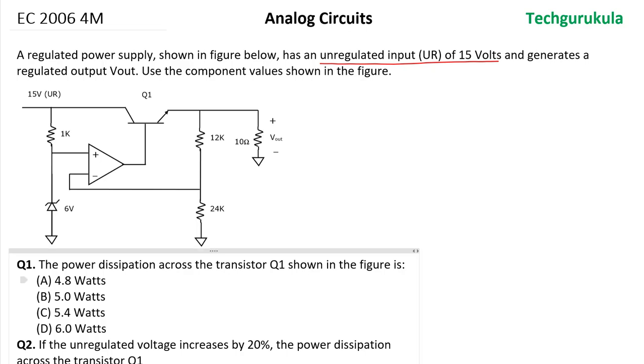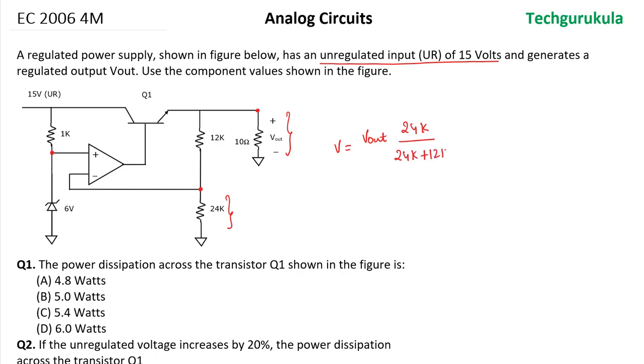Now, the first question, the power dissipation across the transistor Q1 shown in the figure is. So, in order to find that, first we need to find what is Vout here. We know if this is Vout, the voltage at this node should be equal to the voltage at this node, because the feedback loop with the op-amp will make sure the voltages at both the inputs will be equal. Hence, the voltage across the 24 kilo ohms will be equal to Vout times 24 kilo ohms divided by 24 kilo ohms plus 12 kilo ohms.